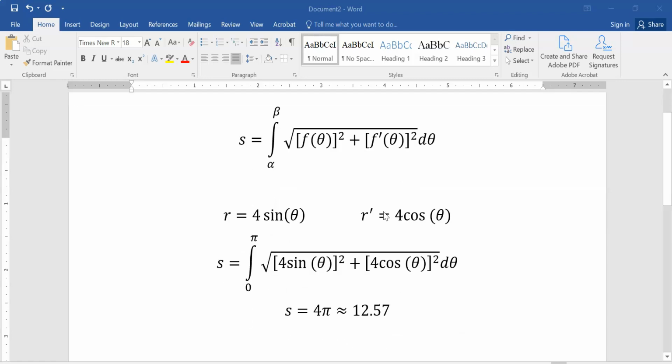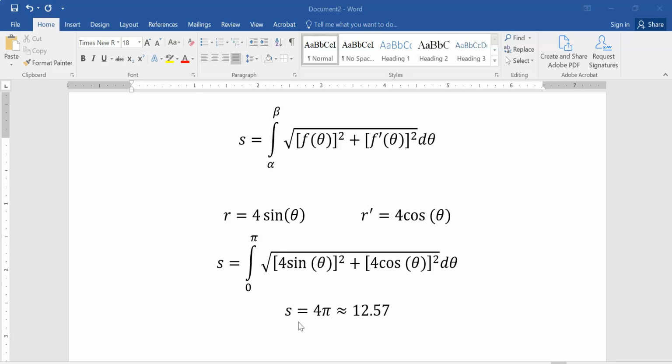Now you could do this one by hand if you wanted to, but it's a lot easier just to utilize our calculator. So integrate from, again, 0 to pi. That was the interval we were given. 0 to pi, square root, 4 sine theta quantity squared plus 4 cosine theta quantity squared in that square root. And what we end up with is 4 pi, which on a calculator comes out to about 12.57.